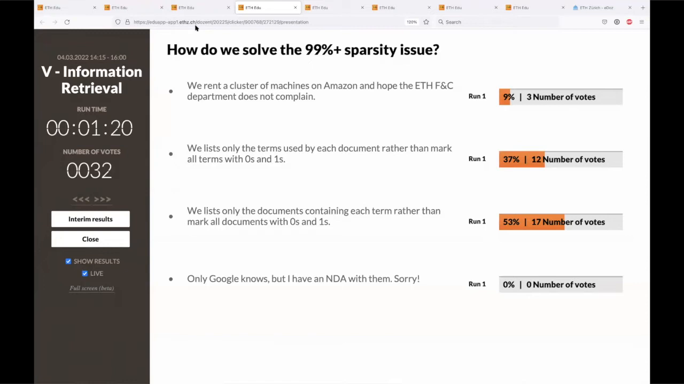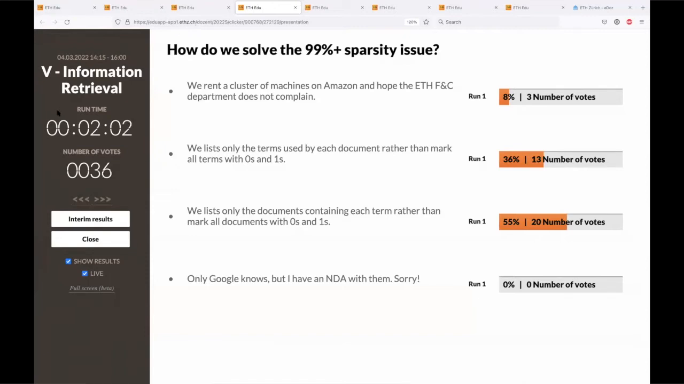So there are two competing answers that have a small majority. Do we list only the terms for each document, or do we list only the documents containing each term? What do you think? Do you want to change your opinion? Do you want to rally the majority? Do you think the minority is actually correct in that case? Have a chance to change your answer. Let's see if it starts converging to 100% or not. Oh, seems like you're sticking to your decision.